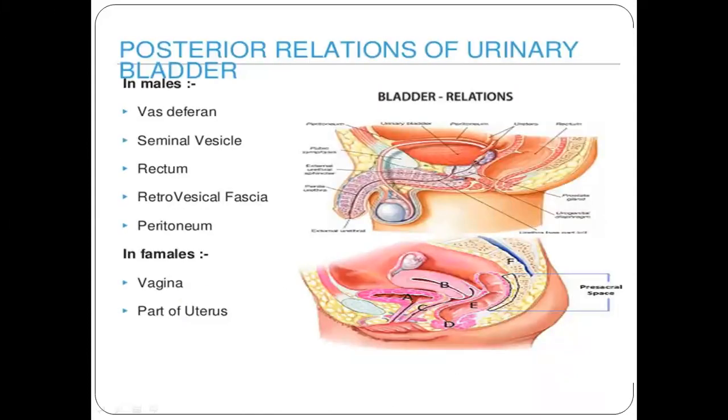So these are the posterior relations in case of male: vas deferens and seminal vesicles, the rectum at the back, the retrovesical fascia, and the peritoneum. This is the fold of peritoneum which reflects over the superior surface of the bladder and over the posterior surface of the bladder. So this is the rectovesical pouch in case of male.